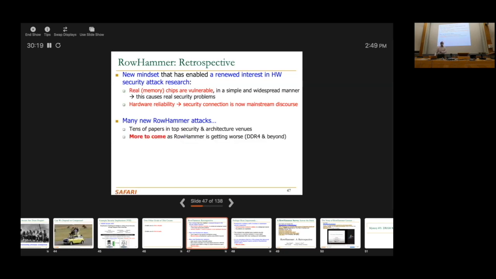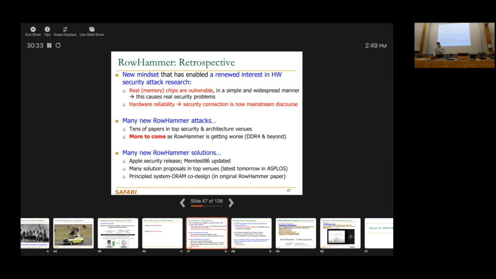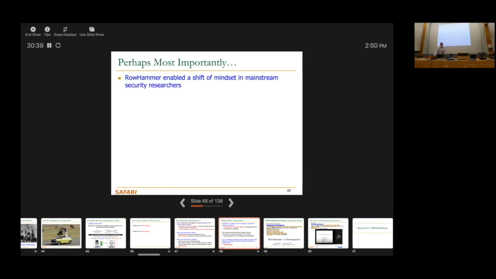More to come, I think, because this is getting worse. And many new solutions are being developed also. In fact, the latest is going to be presented tomorrow in a major conference that's happening in Lausanne right now. You can take a look at it if you're interested. But we should probably have principled solutions to fix this problem. And there are more solutions to come.